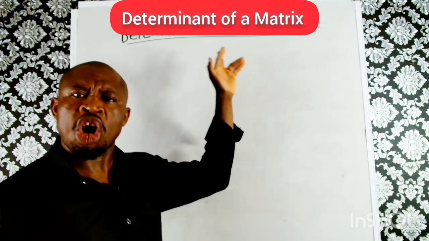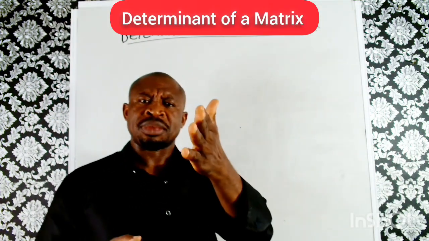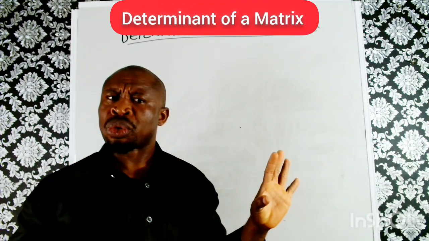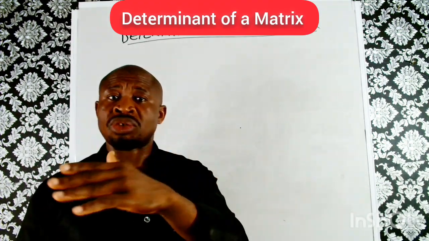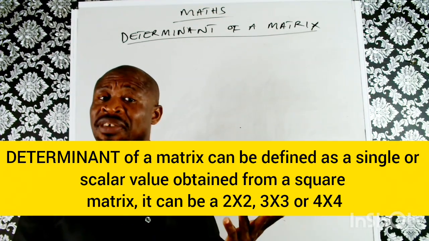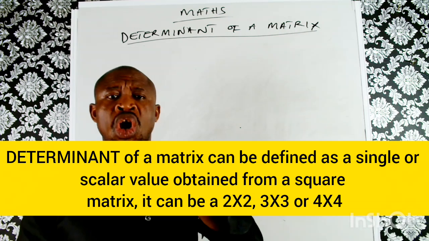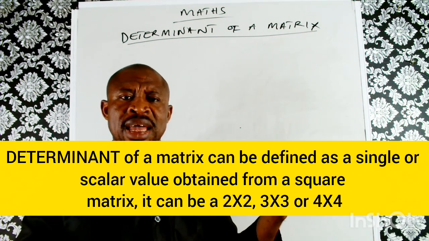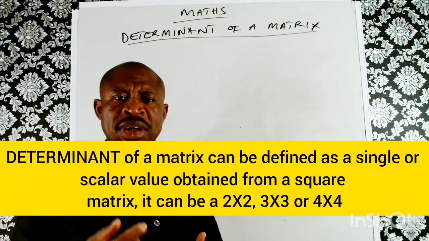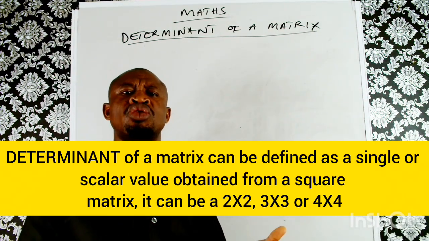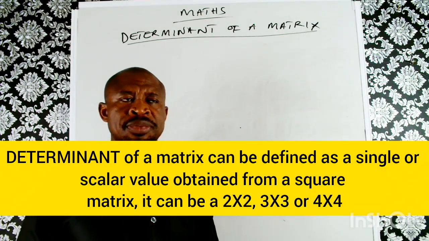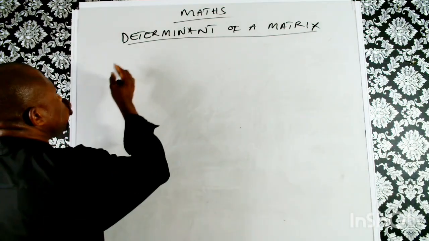Determinant of a matrix. What is determinant of a matrix? Now, it's just simple, just a single value, a scalar value or a scalar quantity, determined from a square matrix. Of course, we know the square matrix. Square matrices can be 2 by 2 matrix, can be 3 by 3 matrix, can be 4 by 4 matrix. This square matrix, like we said, can be a 2 by 2 matrix.